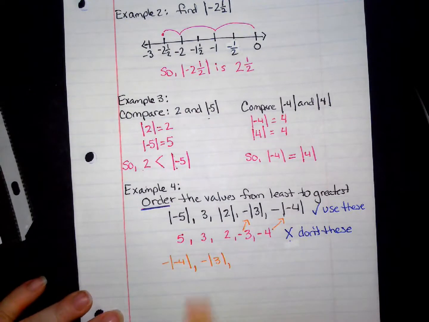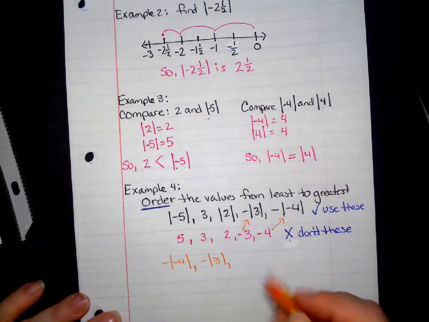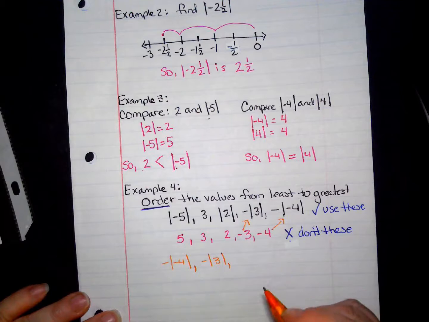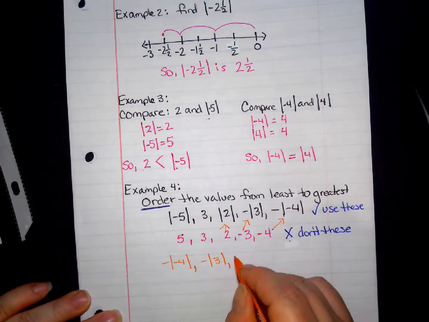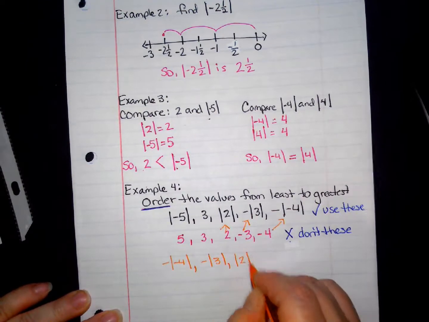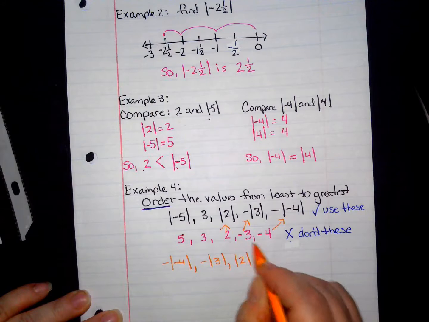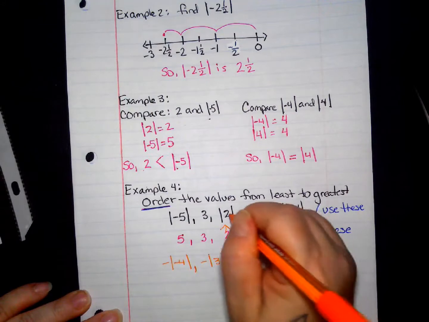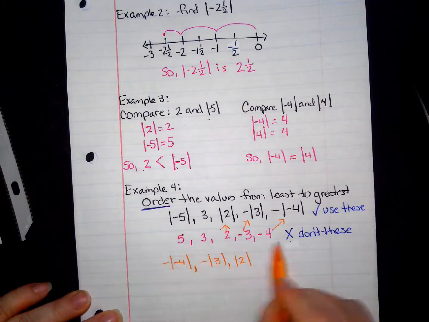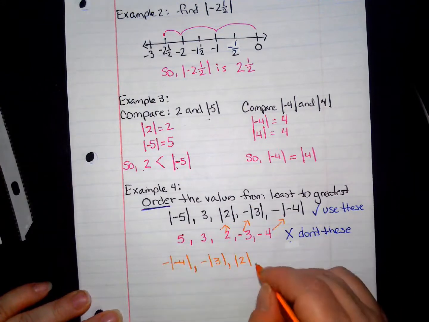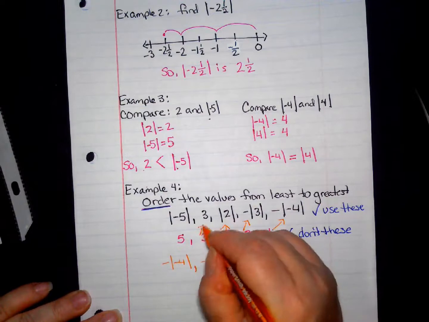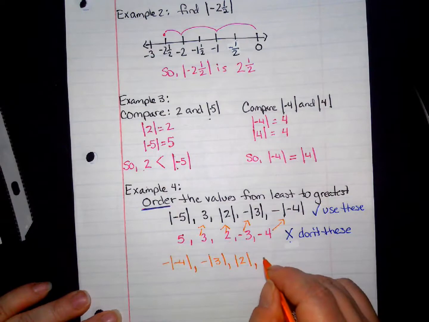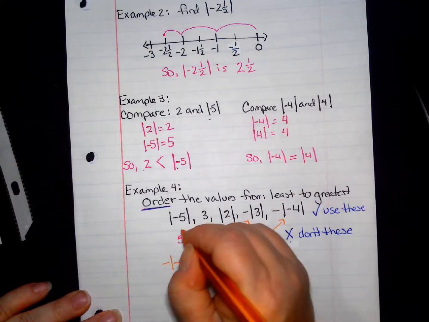Okay, next one is this guy. The absolute value of 2. Notice I'm not writing 2, -3, and -4. I'm writing the original number. I just use the absolute values to put them in order. Comma, space. My next lowest number is 3. So 3, comma, space, and my last number is this guy, which is absolute value of -5.